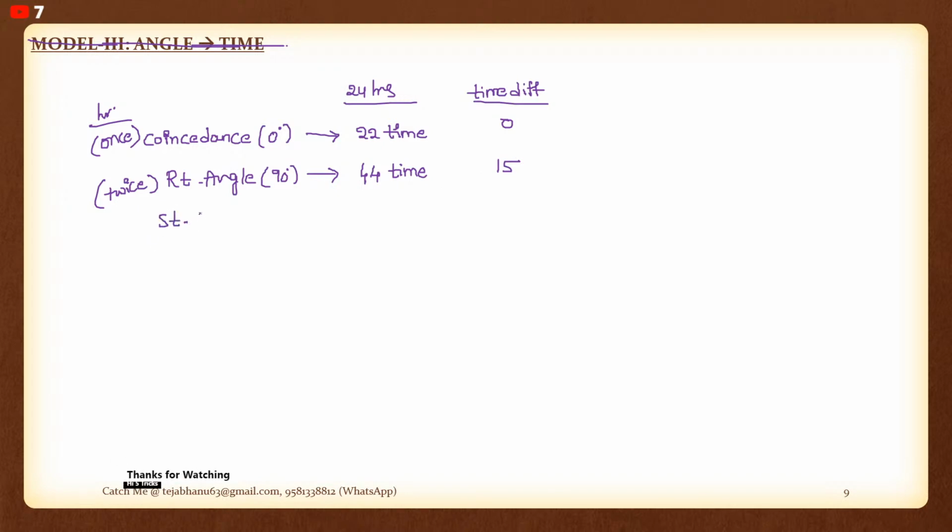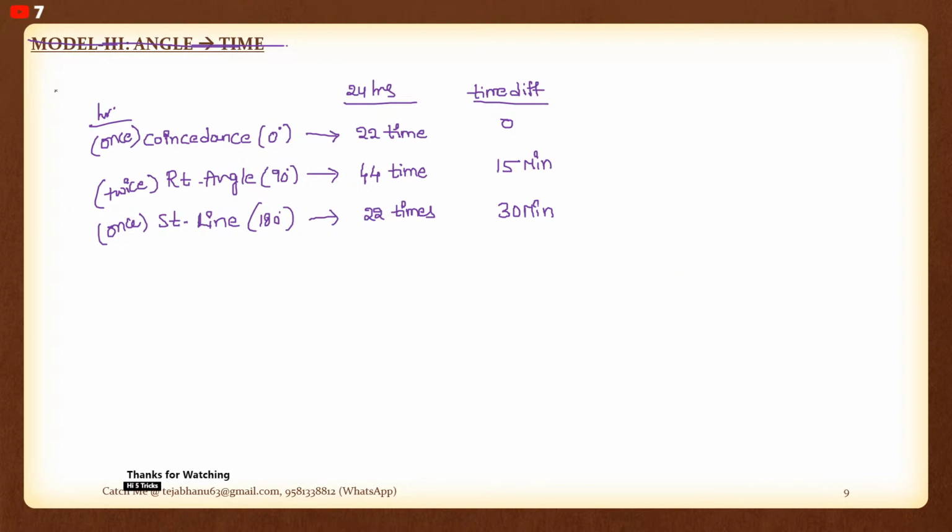And if you think of a straight line, 180 degrees, it happens once in every hour. In 24 hours, it will happen 22 times. Here the time difference is 30 minutes. I hope it's clear.